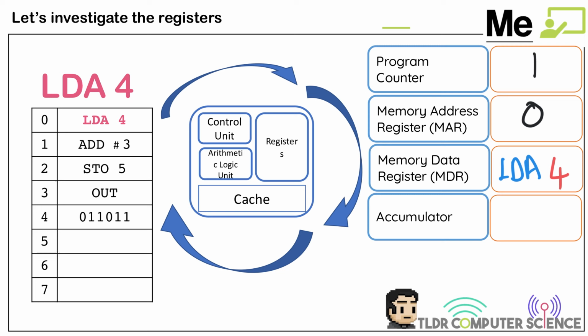We decode. We have to figure out, what does that mean? What do you reckon that means? Load into. It says load. Yeah, it says load. LDA is short for load. Load 4. Now, in this case, it's not actually loading the value 4. It's loading what's inside the address 4. So, what is that? 011, 011. Anyone got any quick math going on here?